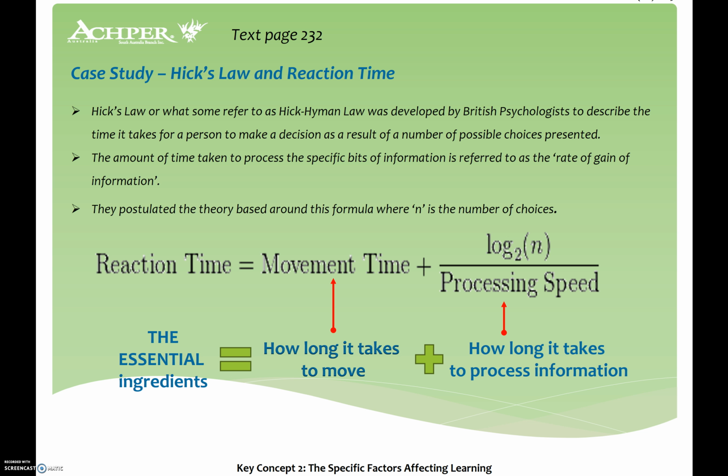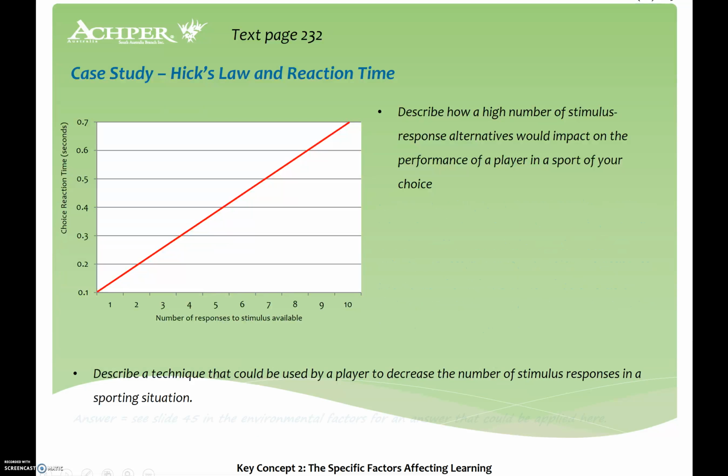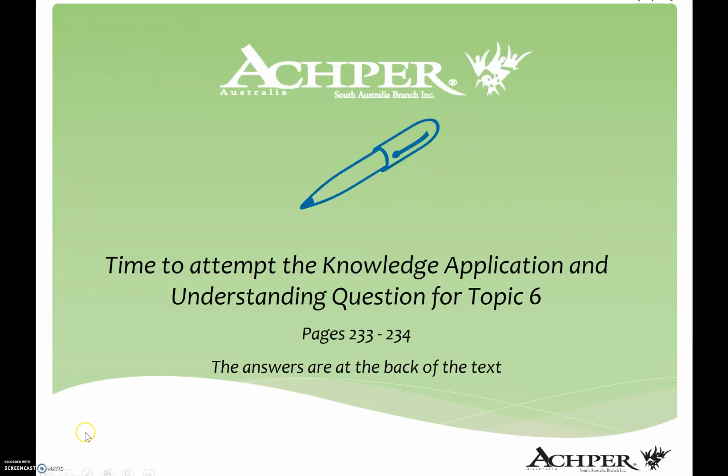Hick's law was developed by British psychologists to describe the time it takes for a person to make a decision as a result of a number of possible choices. So we can see their reaction time equals movement time, etc. It's based around processing information. We talked about the number of responses to stimulus available against choice reaction time. Fewer responses equals lower reaction time, and then 10 responses would cause the slowest reaction. We'll just nip through that.